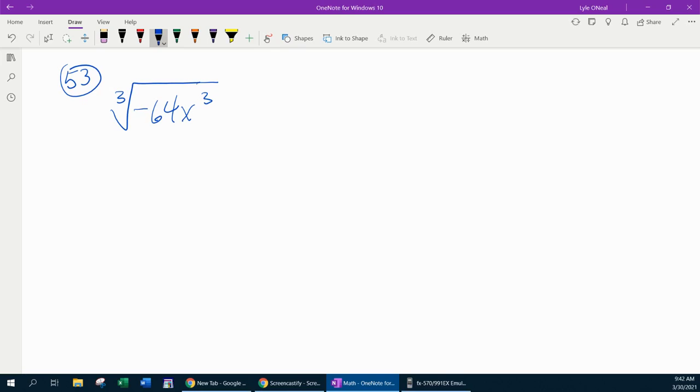Next example, number 53, we have the cube root of negative 64x to the third. Here they want me to simplify completely. So again, I'm going to separate the factors into their own houses. That's going to give me the cube root of negative 64 times the cube root of x to the third. And then I can simplify each radical part separately. So what is the cube root of 64?